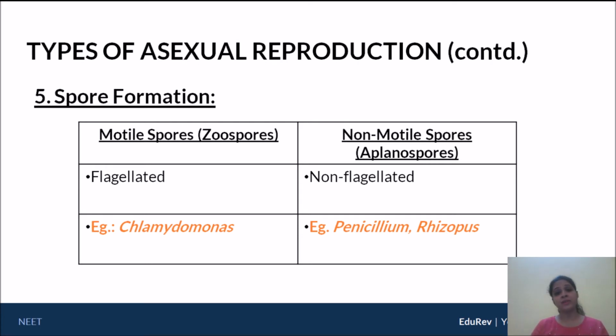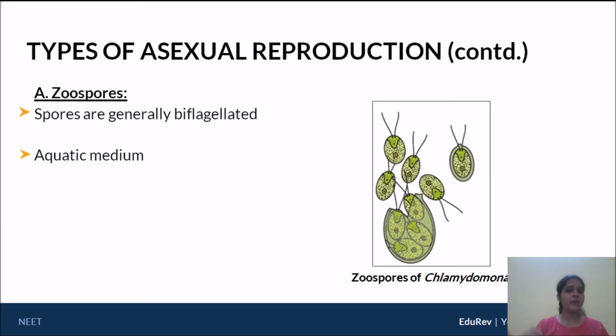Now, a couple of examples are seen here in case of Penicillium and in case of Rhizopus. So let's have a brief go through with both these two types of spores. Now the first one being zoospores. If you look at the zoospore figure that we have over here of Chlamydomonas, you will find that it is biflagellated. It looks very similar to the unicellular organism Euglena. But you need to understand that the presence of flagella itself should tell you that Chlamydomonas probably requires an aquatic medium for its reproduction.